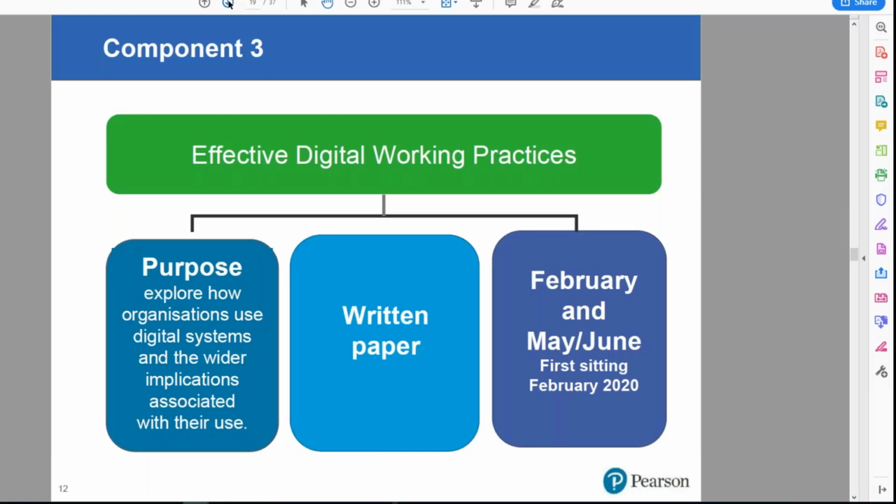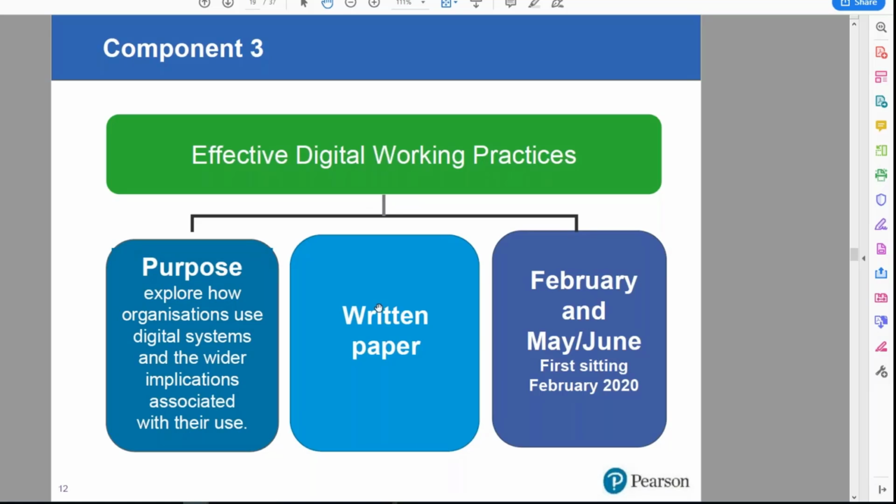The external assessment, and it's interesting because when BTEC first started to introduce external assessment, all of the anxiety and worry was around the external assessment. I do believe that today, in terms of this Key Stage 4 qualification, for people coming to BTEC first, I feel most of the anxiety is likely to be around the internally assessed units and how that works, because it's different. When it comes to component 3, effective digital working practices, it's a written paper.